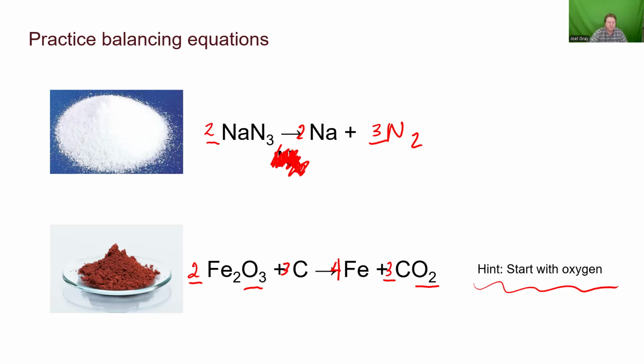So I'm done. And if I go back, I always like to think about my iron, Fe, C, and O. How many Fe do I have? 4. How many oxygen do I have? 6. How many carbons? 3. Now on the product side, 4 Fe, 3 carbon, 6 oxygens. So I'm balanced there. That's great.